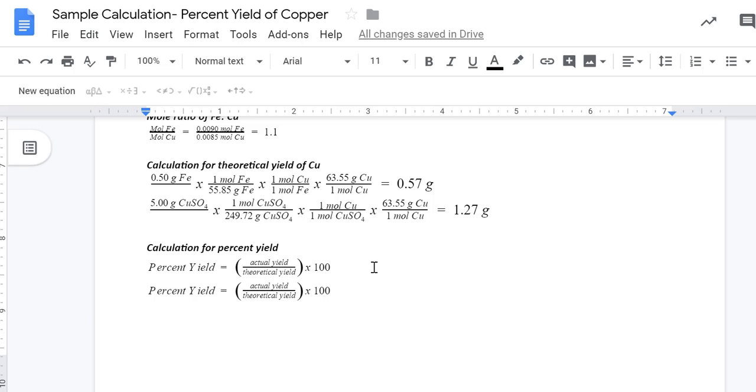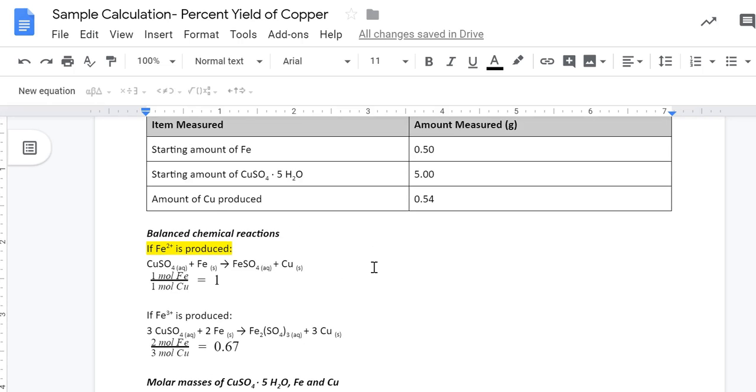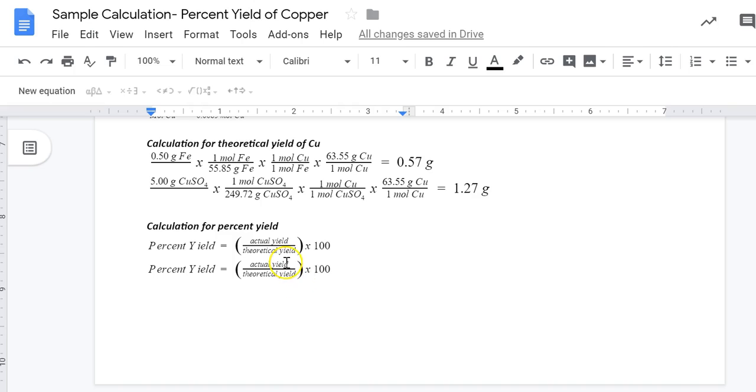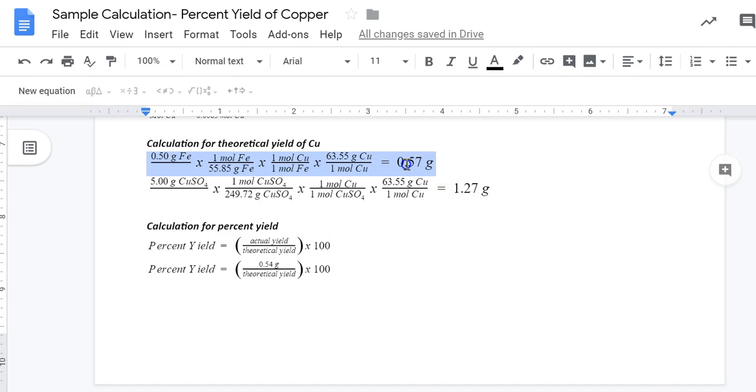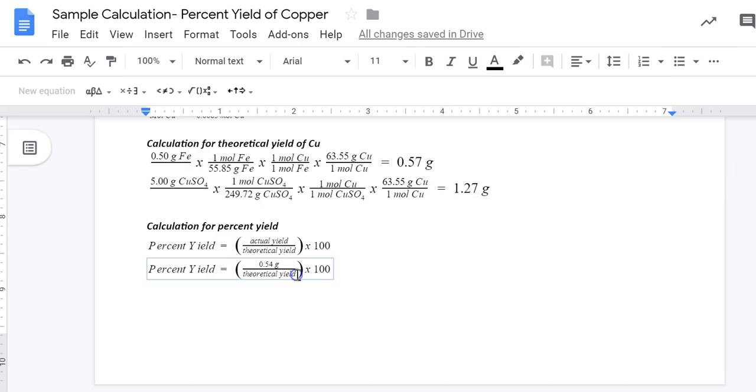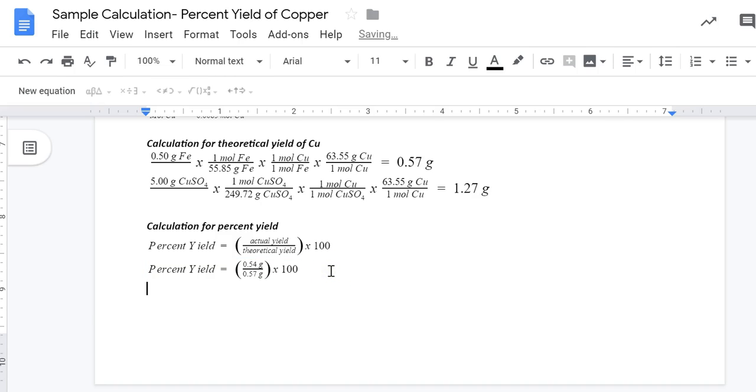Second step is to plug in our data. So based on my data table, my lab group produced 0.54 grams of copper. So that is going to be my actual yield. The theoretical yield, based on my calculations above, is going to be 0.57 grams. Make sure at this step when we're plugging in values, we are also plugging in units. Lastly, we want to record our answer, 95% yield.